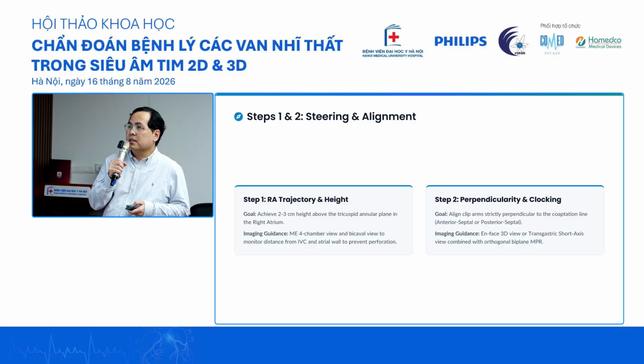Okay, so these are the steps in terms of steering alignment, RA trajectory and height: achieve 2 to 3 millimeter height above the tricuspid annular plane in the right atrium, mid-esophageal 4-chamber view and bicaval view to monitor the distance from IVC and atrial wall to prevent perforation. Step 2 is we have to look at the perpendicularity and clocking: align clip arms strictly perpendicular to the coaptation line, anterior septal and posterior septal. And then 3D en face view or transgastric short axis view combined with orthogonal biplane MPR to guide the clip arm opening.